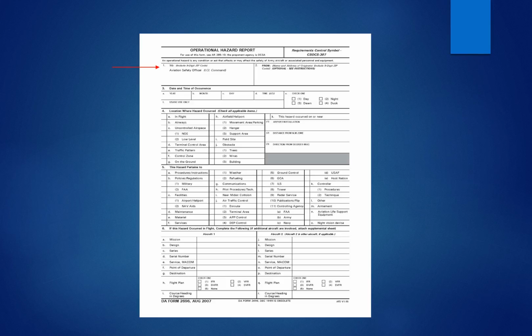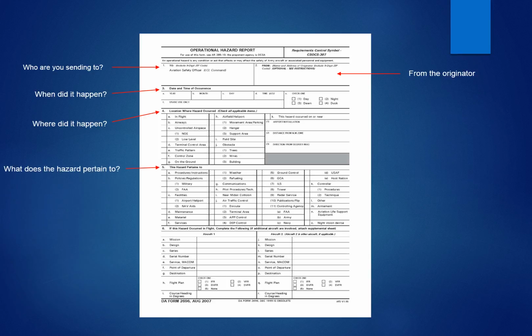Block 1. Who are you sending it to? Block 2. Who is it coming from? The originator. Block 3. When did it happen? Block 4. Where did it happen? Block 5. What does a hazard pertain to? And block 6. Did the hazard occur in flight?